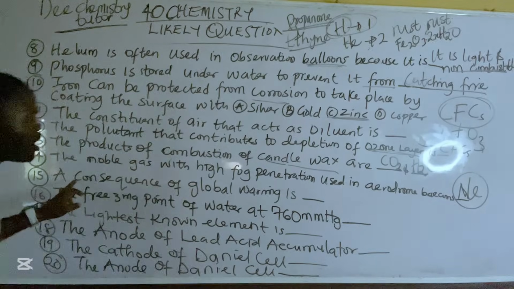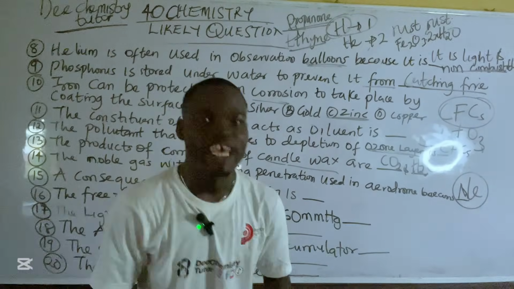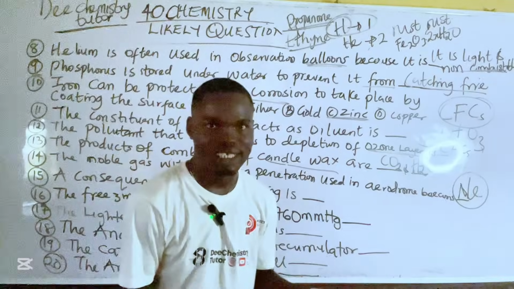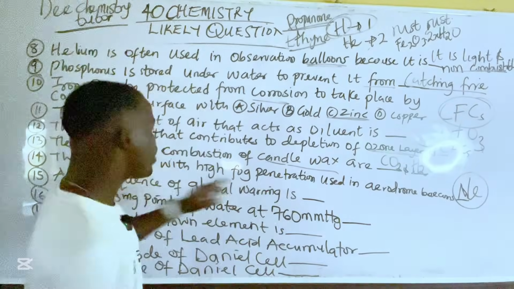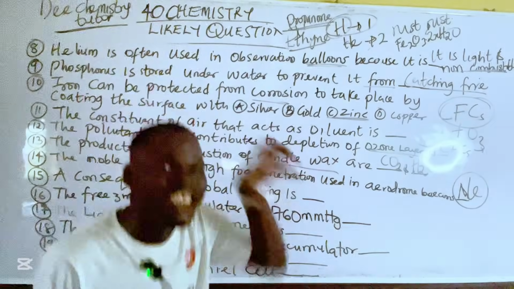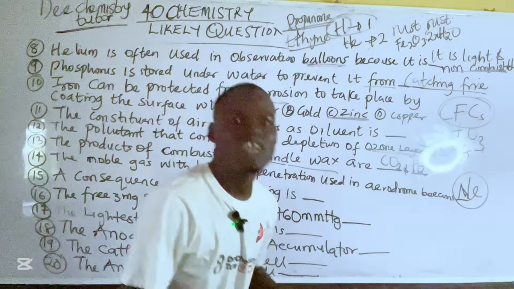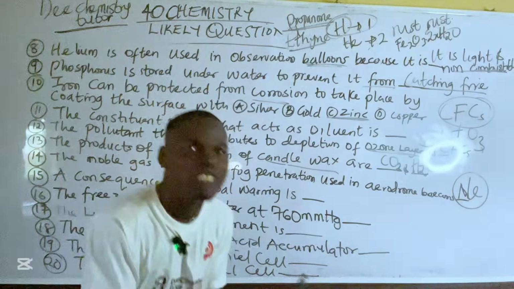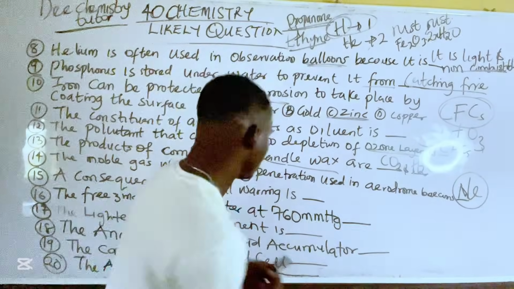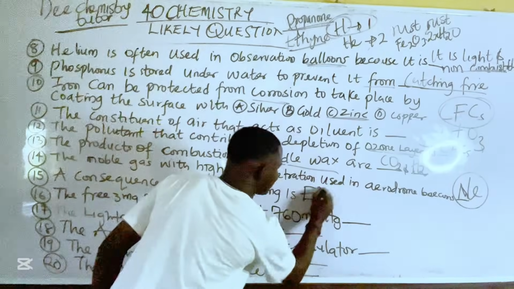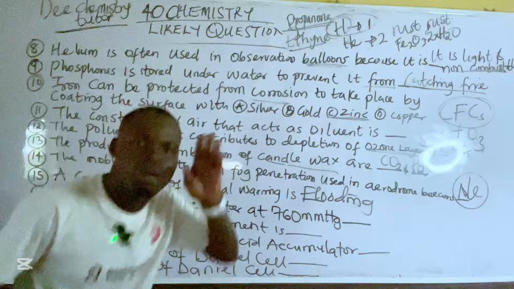Now here, a consequence of global warming is dash. You must never forget this. Especially in a place full of ice, that glacial area. When there is global warming, that heating effect from the sun on the Earth's surface, we allow that ice block to melt. And the consequence is what? Flooding. You must never forget this. It's flooding. It's a common JAMB question.